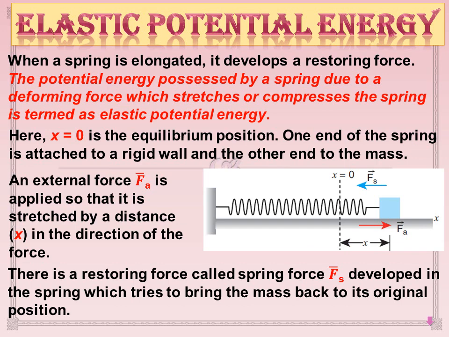Now let's start again. Here x is equal to 0 is the equilibrium position. One end of the spring is attached to a rigid wall and the other end is attached to the mass, right? An external force Fa is applied so that it is stretched by a distance x in the direction of the force. There is a restoring force called spring force Fs, which is developed in the spring, which tries to bring the mass back to its original position.